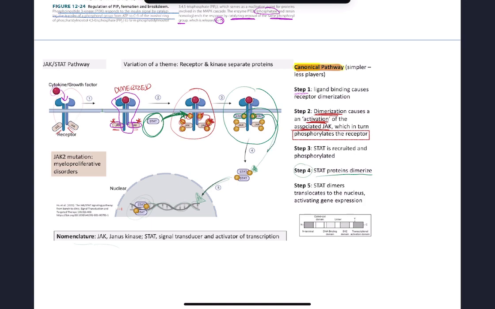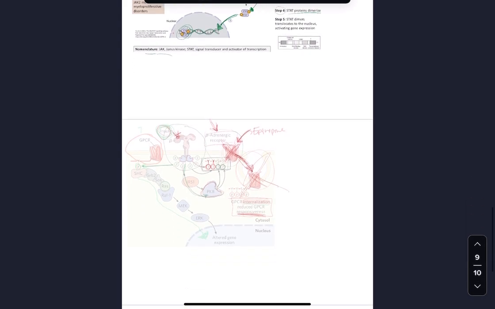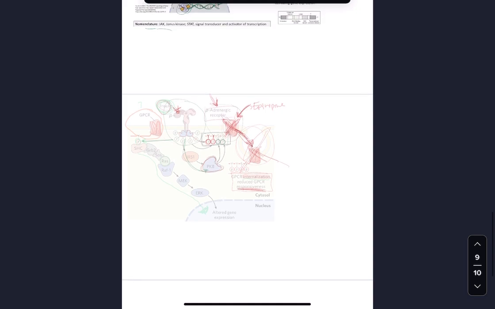So these STATs are going to come on down here, dimerize, and translocate to the nucleus, which is going to activate gene expression, right? So once they jump onto the double helix over here, they are going to have an influence on the genetic expression being exhibited by the cell. All right, simple enough. We already talked about JAK, Janus kinase, what it stands for. This is relatively straightforward compared to everything that we did before that. So if you got everything before that, this should be a piece of cake.